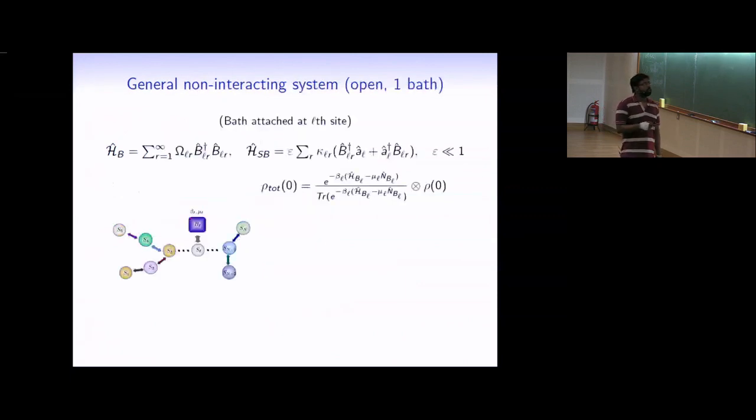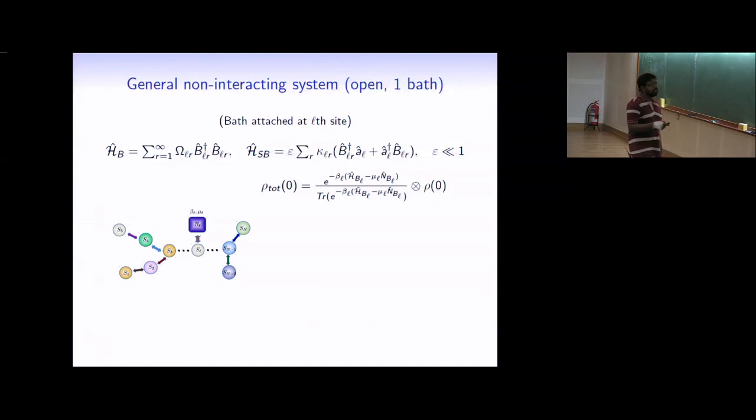What happens if you attach a bath at, say, the lth site? Now, what is a bath? I'll take a microscopic model for the bath. The bath is an infinite number of modes, just as Professor Aditi Mitra introduced. And the system-bath coupling is also such that a particle here can just hop into the bath. I should also mention that either everything is fermionic or everything is bosonic. There is no mixture here. And the system-bath coupling I'll take as weak, because I'll do some perturbation in that.